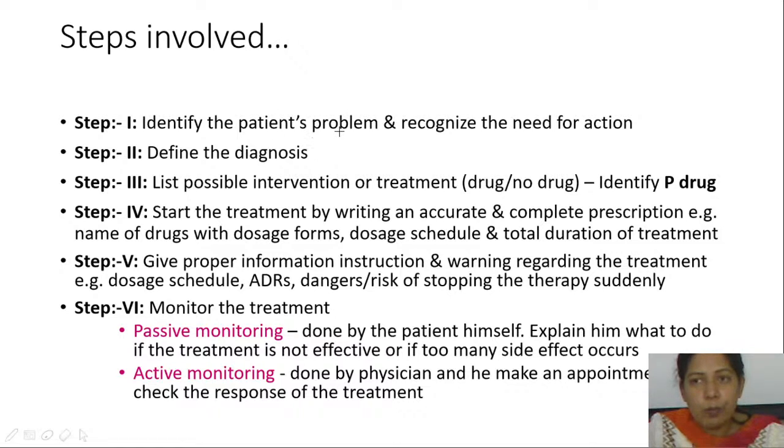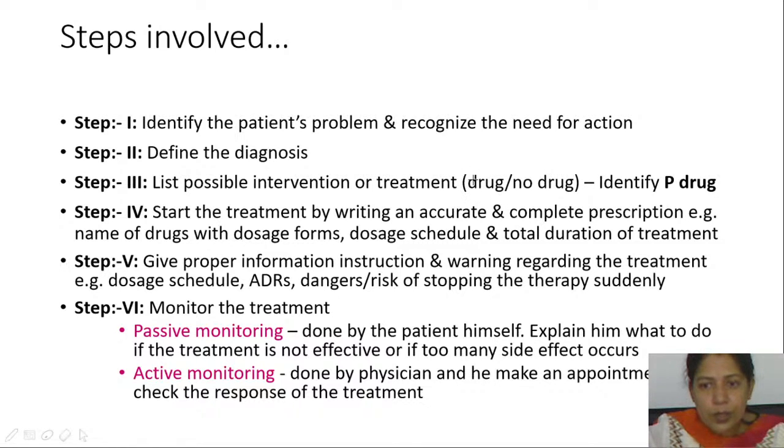So the patient's problem is indigestion. You recognize that indigestion is because of the acidity. The patient is overproducing gastric acid, and there is a need for action. You define the diagnosis. Then you list possible interventions or treatments, which could be drug or no drug.